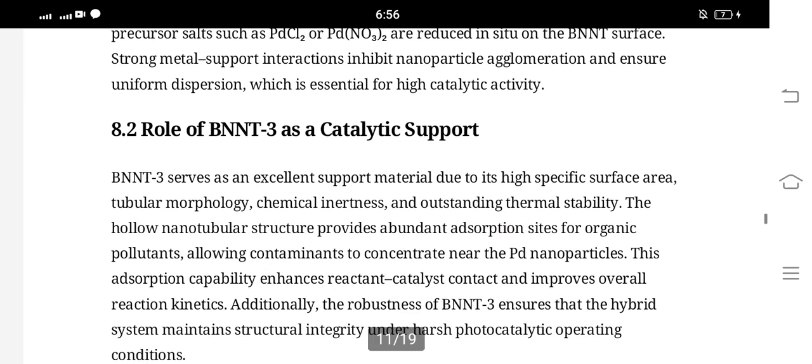Second is the role of boron nitride nanotube, which acts as a catalytic support.